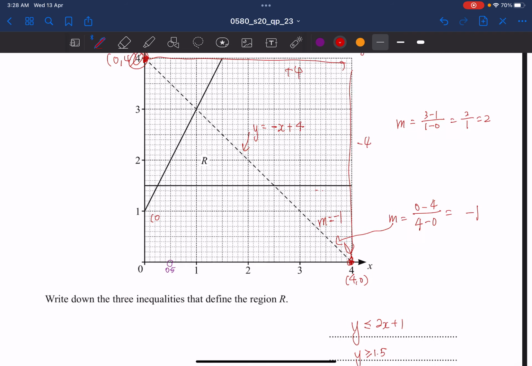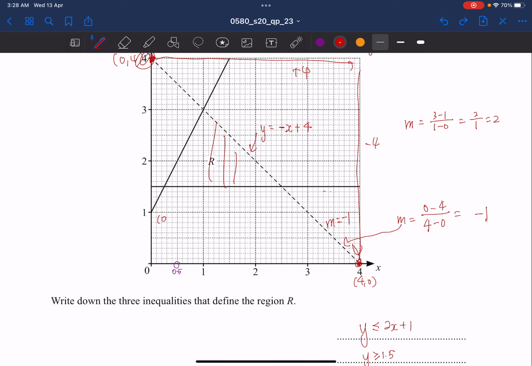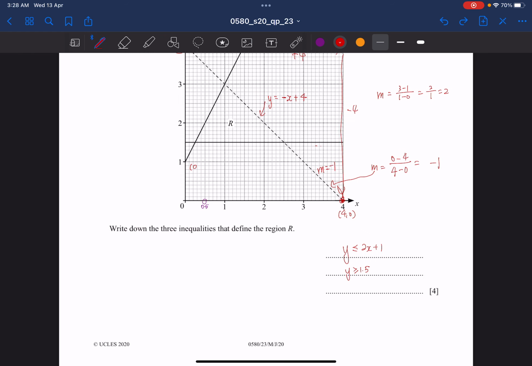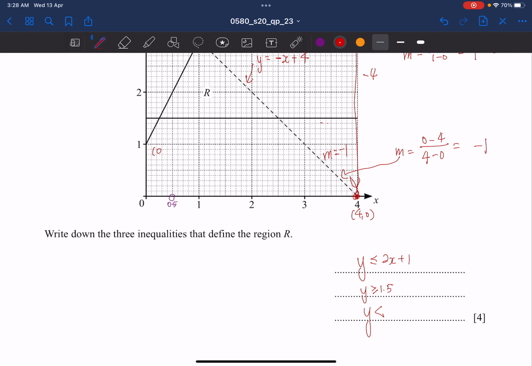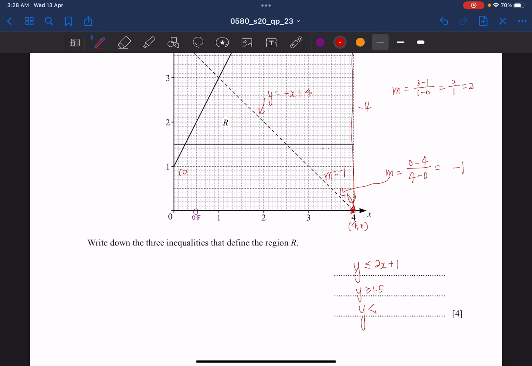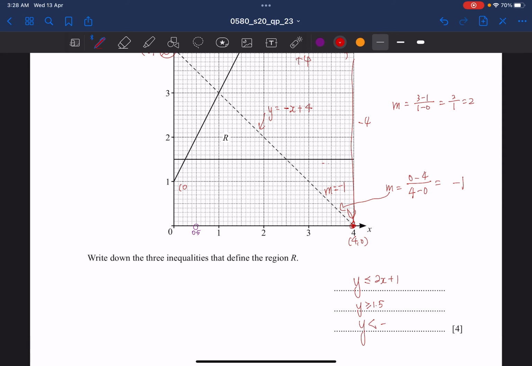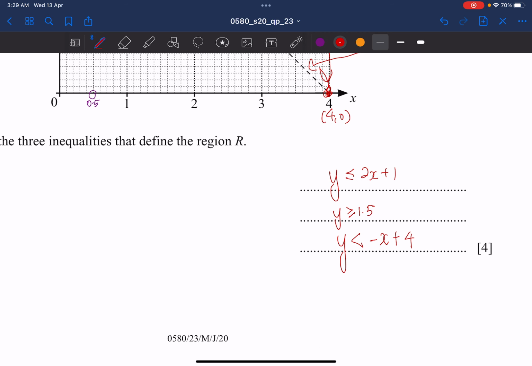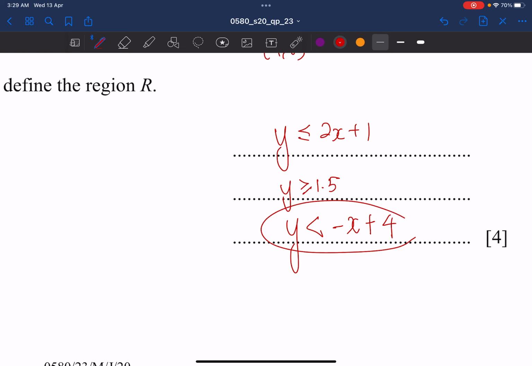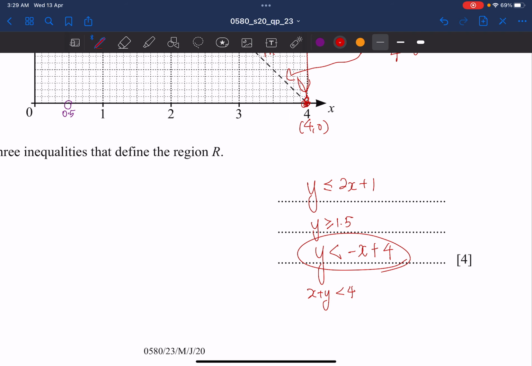But the region is below this line, so it's y less than. And it's a dotted line, so don't write an equal sign. Strictly less than -x plus 4. Or you can rewrite this inequality as x plus y less than 4. Doesn't matter.